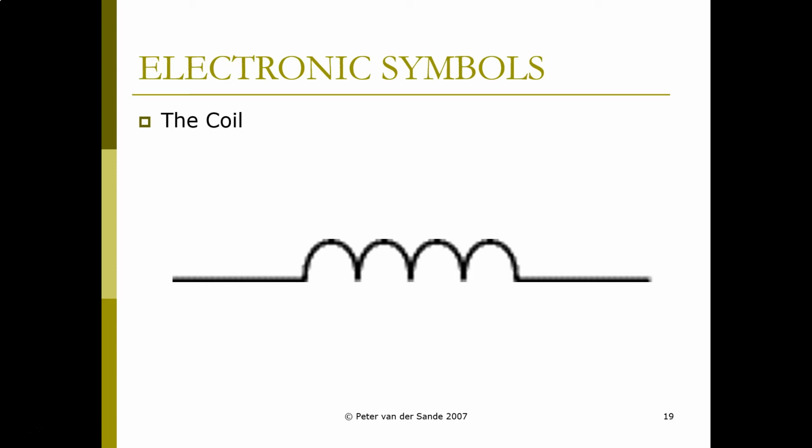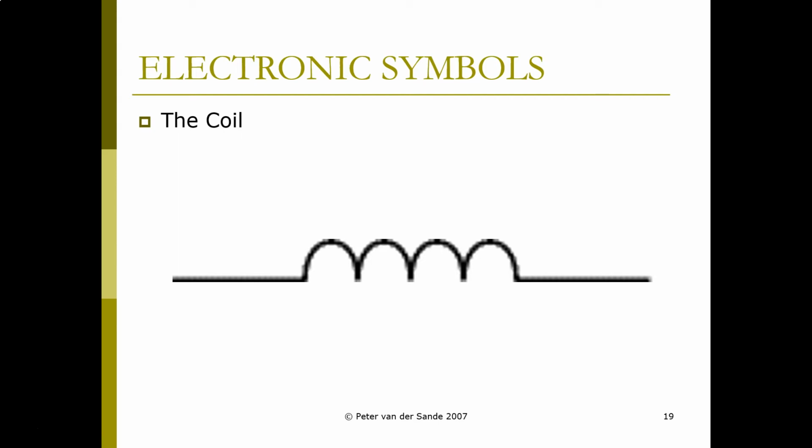The next component we'll look at is a coil. A coil is an inductor, and if you remember, the inductor acts like a resistor to an AC circuit, which AC is audio. DC is just a flat level. AC would be our varying level of audio.